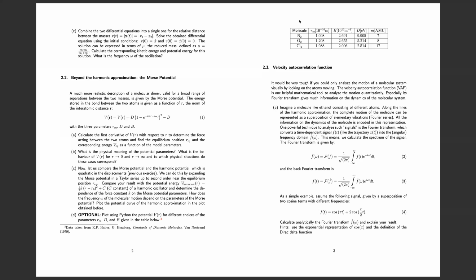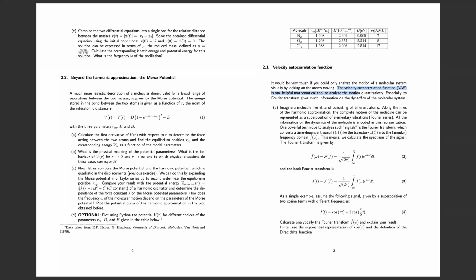Hello everyone, welcome to the last section about the velocity autocorrelation functions, and let's have a look at the questions here. So actually, here we want to introduce what's the meaning of velocity autocorrelation functions. This is a mathematical tool for analyzing the motion of molecular systems.